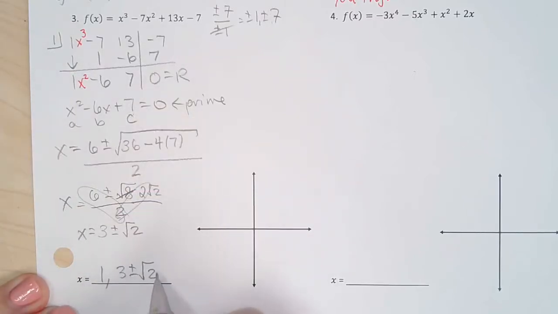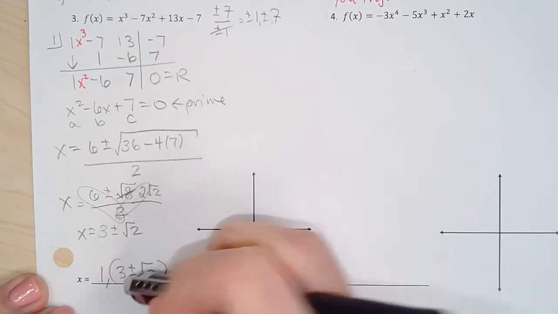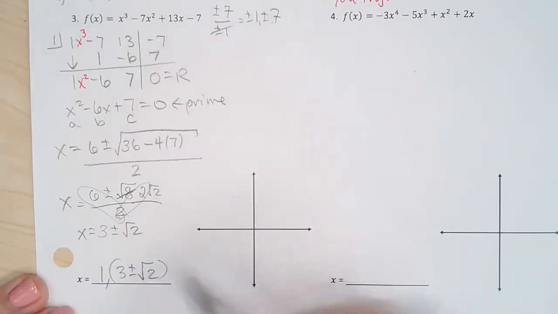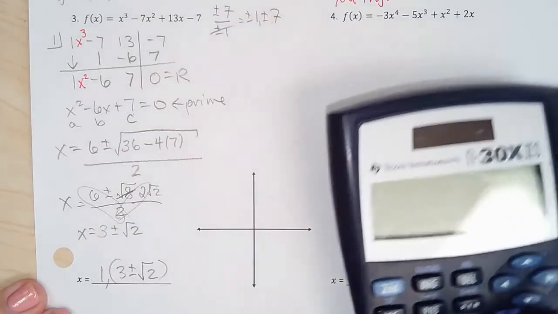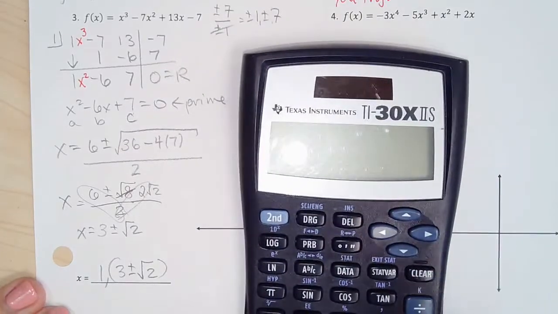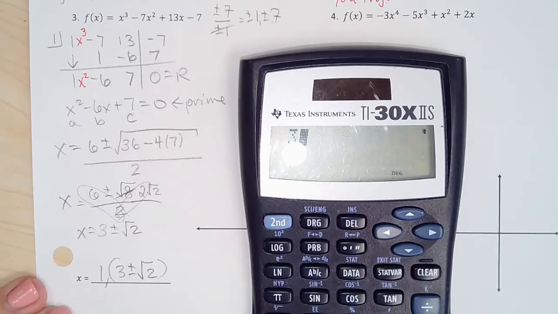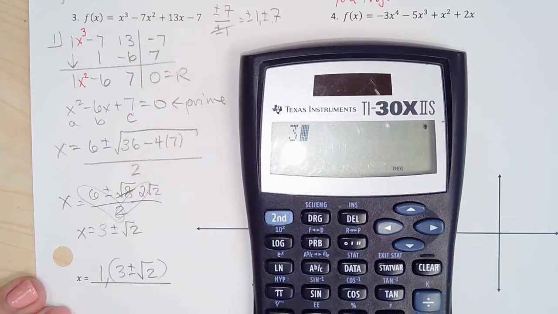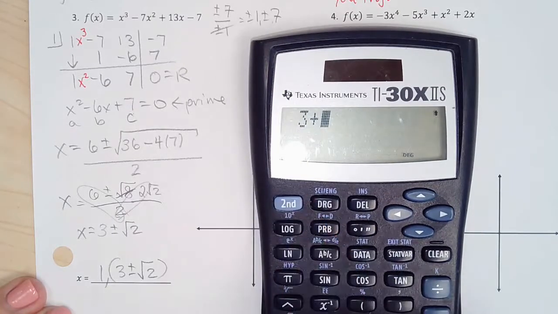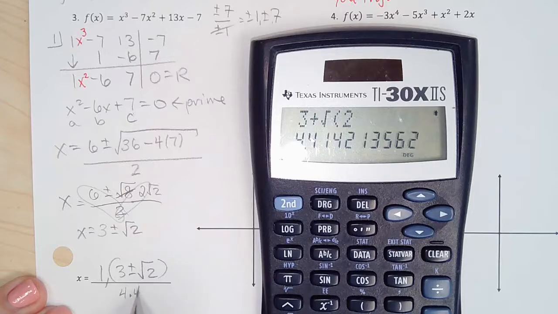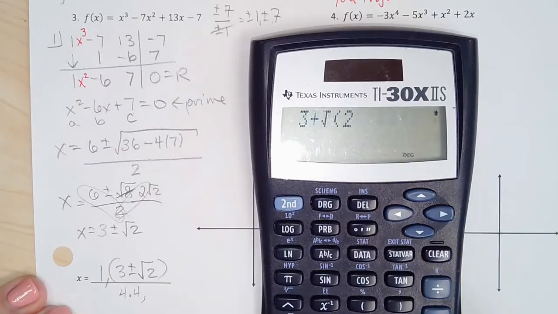Let's make sure that doesn't look like it's connected. And let's see what that approximately is. So on your calculator, let's just pick positive root 2. So we'll take 3 and add the square root of 2. And we get 4.4 if we round to tenths. And then we can change that to a minus root 2, and we get 1.6.